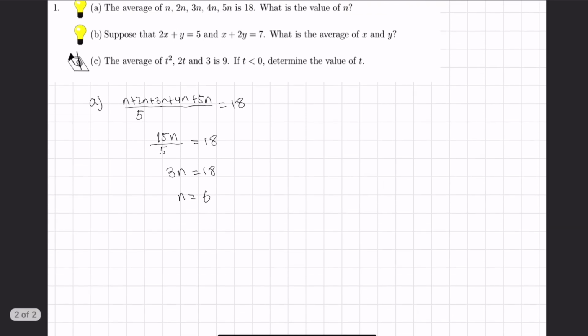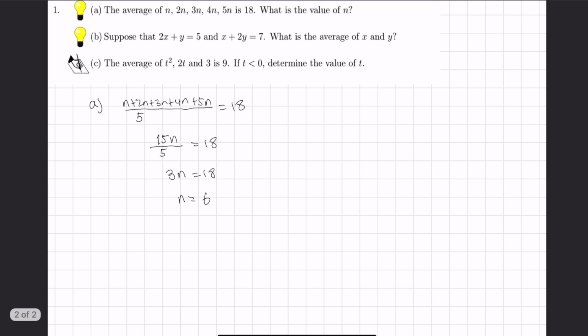So part A of question number 1 is pretty simple. And for B, suppose that 2x plus y equals 5 and x plus 2y equals 7, and they want us to find the average of x and y. Be careful since they're asking for the average of x and y and not x and y.